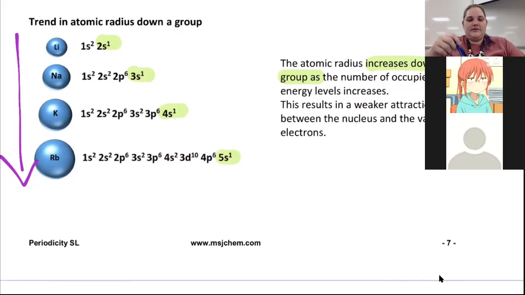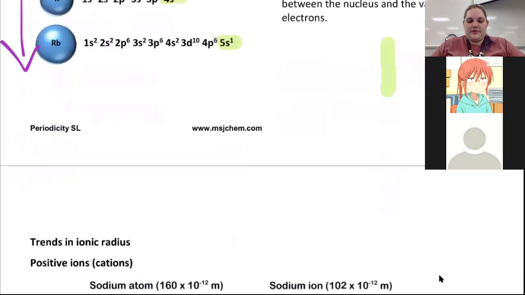So kind of to summarize, going down a group, atomic radius increases due to an increasing number of energy levels. Going across a period, atomic radius decreases due to an increase in nuclear charge, okay? And so that's how you would explain those 2 things.